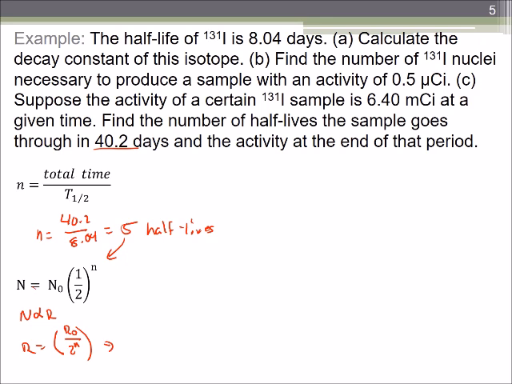So we have this 6.4 millicuries, and I'm not going to convert to decays per second because we want our answer in millicuries. So 6.4 divided by 2 to the 5th is equal to 0.2 millicuries, which should be what my new rate is after this amount of time.